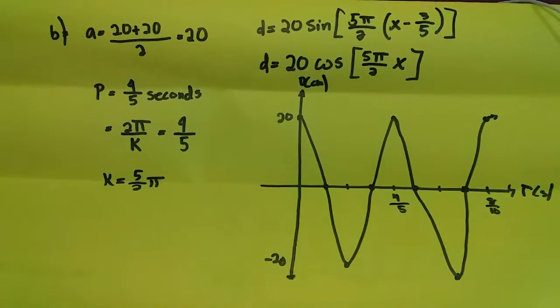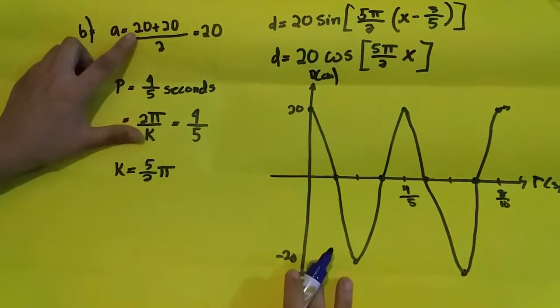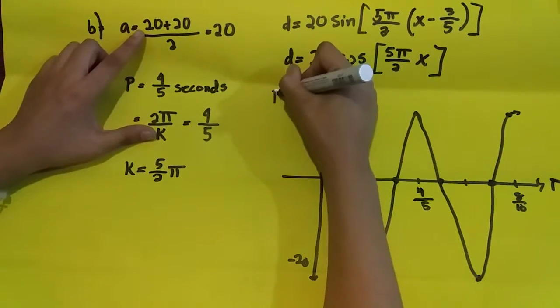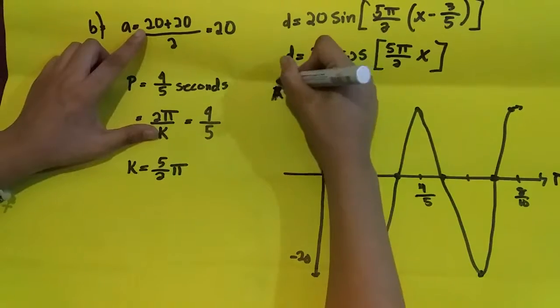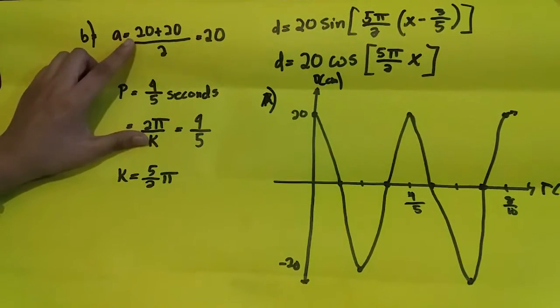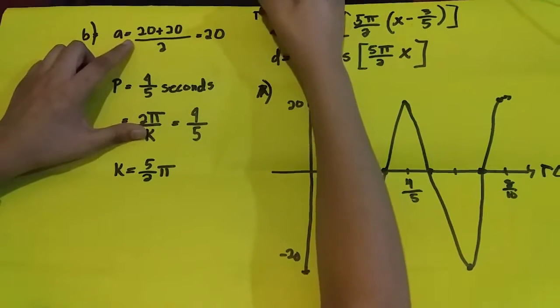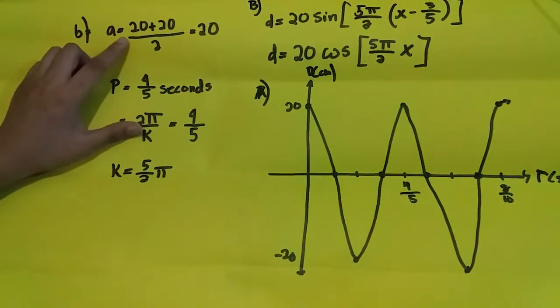Going back to our problem, it asks for a sketch. So this is A, our sketch for the problem. And this is our B, for the function of sine and cosine.